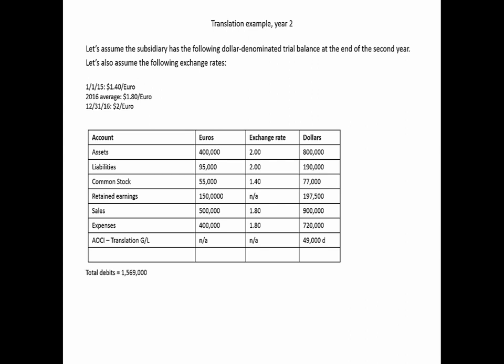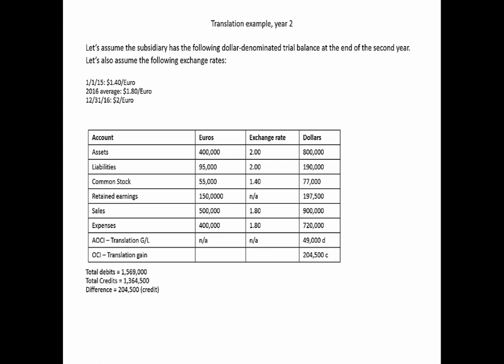And now we find out how much of a plug figure we need this year. Adding up the total debits, including that accumulated other comprehensive income, $1,569,000. Adding up the total credits, $1,364,500, for a difference of $204,500. That's a credit difference. Basically, again, the value of Little has increased because the value of the euro has increased. The cumulative difference is about $150,000. The accumulated other comprehensive income needs to swing from a $49,000 debit balance to about a $150,000 credit balance.